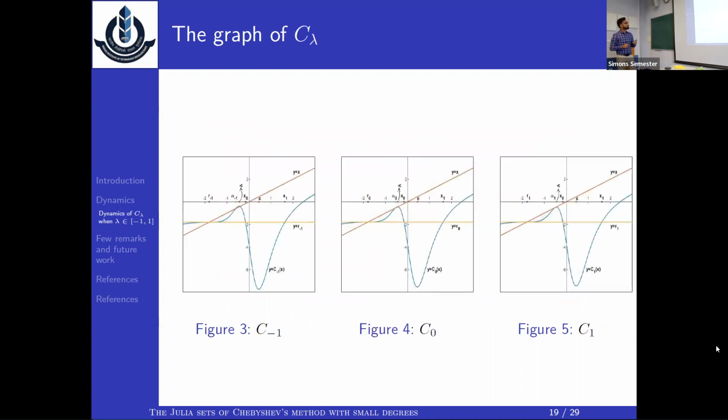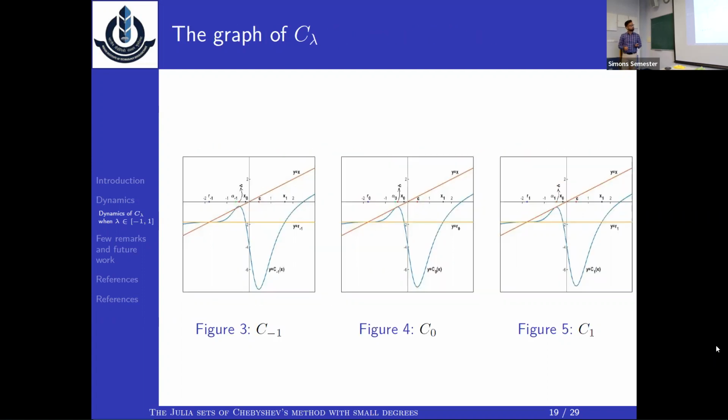Here is the graph. We have considered lambda equal to -1, 0, and 1. So this is the graph. This means that from infinity to r lambda, if we consider any point, it will gradually converge to r lambda. Similarly for C0 and C1.